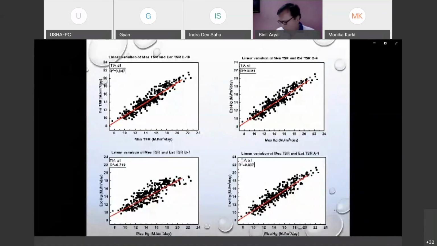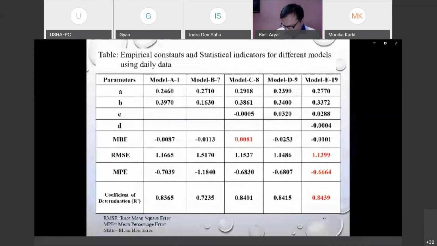Here is the linear fit of measured and estimated TSR using the Delhi data, where model E19, based on humidity, temperature, and sunshine hour, has the higher value of coefficient of determination. This table gives the empirical constants and statistical indicators for different models using the Delhi data.